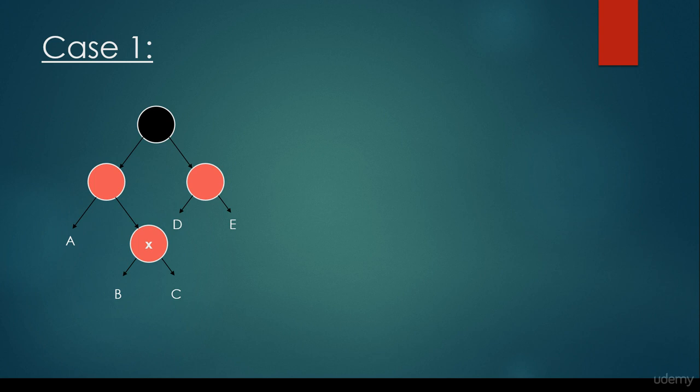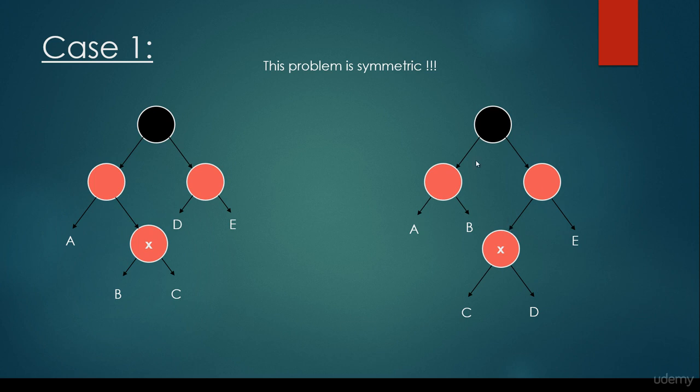Okay, so basically we have this case 1. As you can see, we have the node we have inserted, this node X. The parent node of this X is a red node as well. The grandparent is a black node, and the uncle is basically again red. This problem is very important, that's symmetric. This is the same problem, but instead of X as a right child, we have X, so the node we have inserted, as a left child. Okay, so basically it is the same symmetric problem.